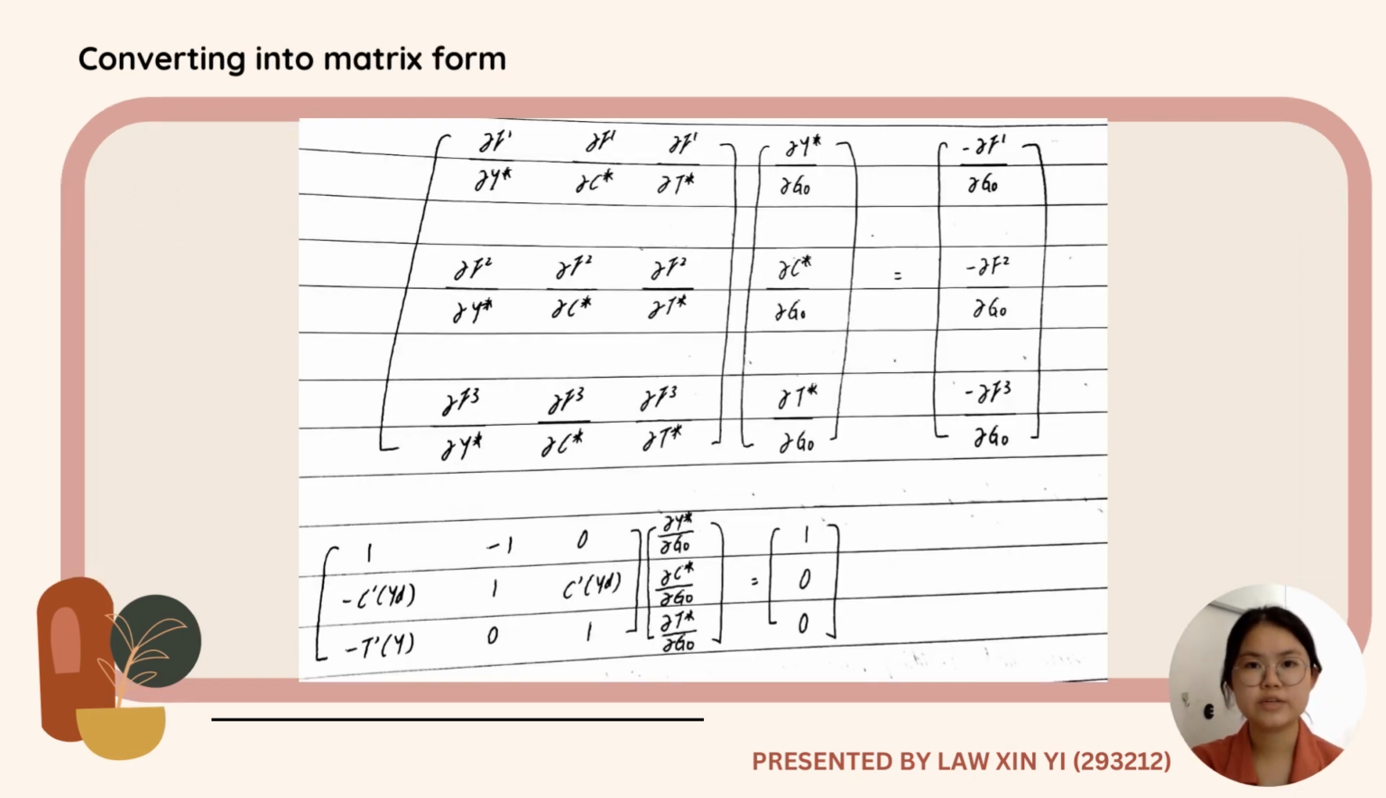To convert the equations f1(y*, c*, t*, I, g) = y* - c* - I - g = 0, f2(y*, c*, t*, I, g) = c* - c_yd = 0, and f3(y*, c*, t*, I, g) = t* - t_y = 0, we need to convert them into matrix form, so we can rewrite them as a system of equations.